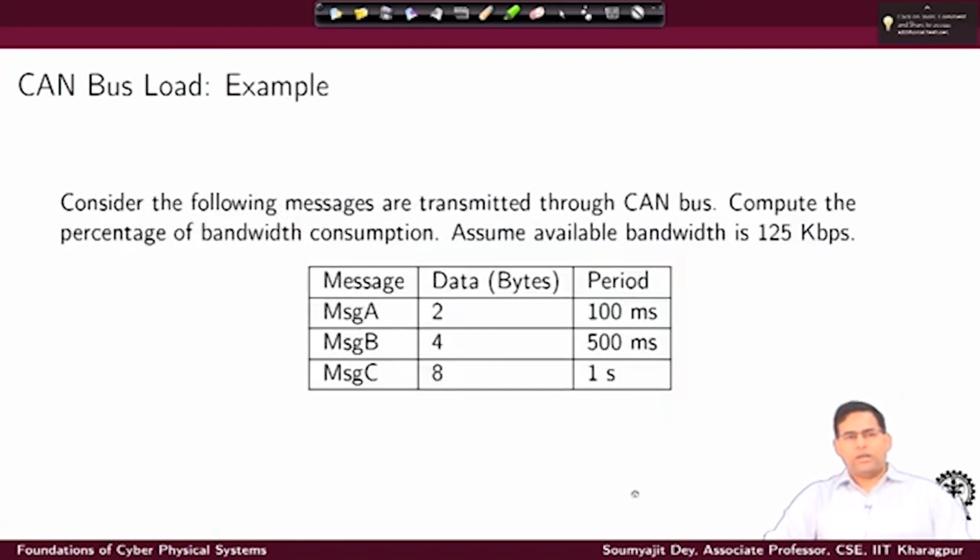So let's take a sample example. Suppose in a CAN system you have nodes which are sending messages like this. So you have messages with periodicity 100 milliseconds, 500 milliseconds and 1 second, and the data size, the payload, is 2 bytes, 4 bytes and 8 bytes. So well, it's an easy calculation then.